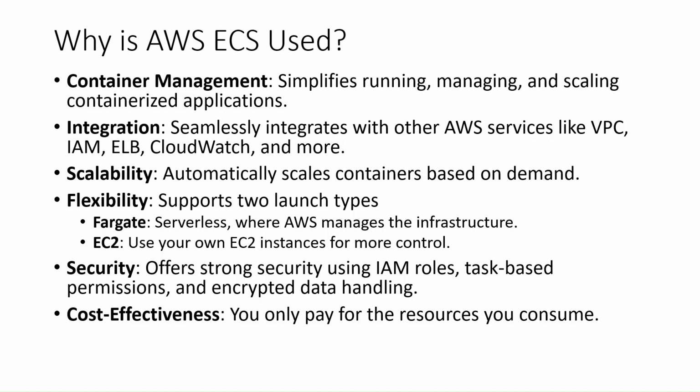So when there is a huge traffic spike, by analyzing the incoming traffic, it will automatically provision additional infrastructure. And flexibility: it supports two launch types. So here they have provided two platforms to deploy your application. One is Fargate, something like Lambda, completely serverless, where AWS manages the infrastructure. Another one is we can deploy it on our EC2. So you can create an EC2 and integrate with it.